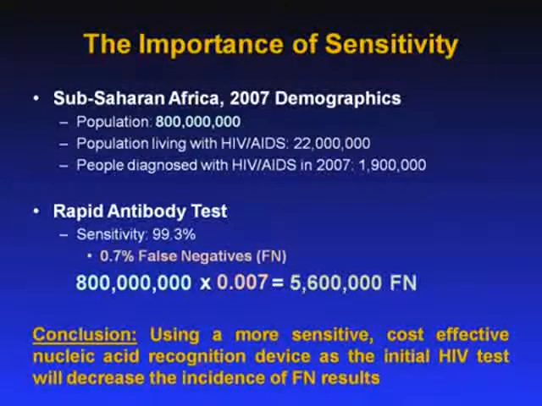In conclusion, I propose that using a more highly sensitive, rapid, and inexpensive nucleic acid recognition device as the initial HIV test will decrease the incidence of false negative results in high prevalence populations such as sub-Saharan Africa.